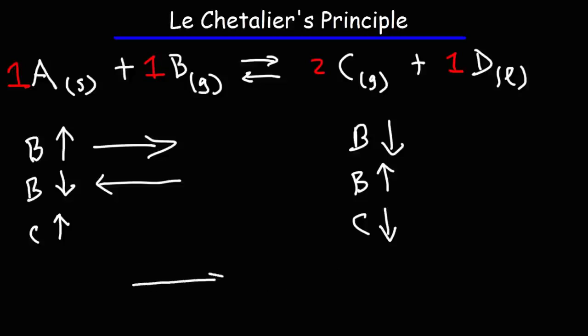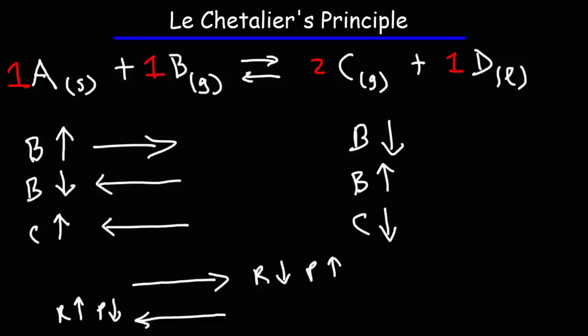If the system were to shift to the right, we know the reactants would go down, the products will go up. C is a product. The system is not trying to increase the product. It wants to decrease it, so it has to shift to the left, where the reactants would go up, the products will go down. So if you increase C, the system is going to move away from C to decrease it.